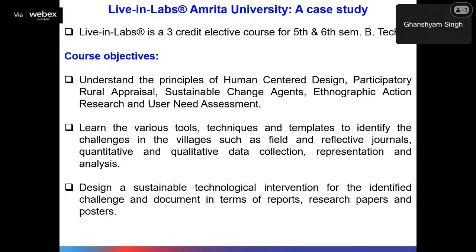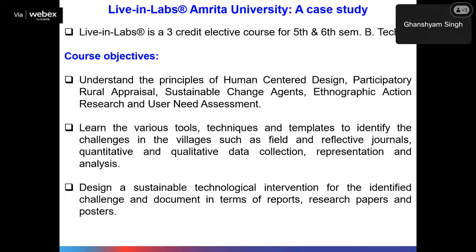and user need assessment. The second course objective for this particular course is to learn the various tools, techniques, and templates to identify the challenges in the villages or the remote locations, such as field and reflective journals, quantitative and qualitative data collection, representation, and analysis. And the third, which is a very important one, is to design a sustainable technological intervention for the identified challenges.